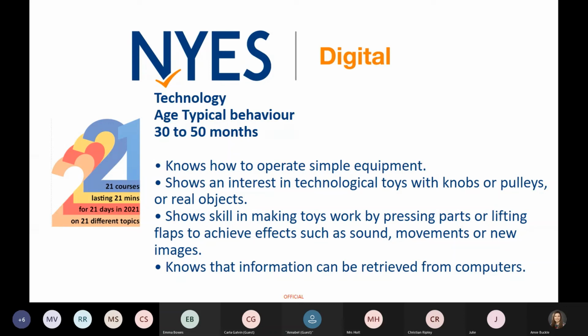The skill of making toys work by pressing parts or lifting flaps. This is where you're starting to get into your more traditional toys. There's millions out on the market. I'm not even going to go there, but looking at the sounds and movements and new images, but then asking the children, if we could build something else in this toy, or if we could put a new flap or a new button or a new action on this toy, what would you do and what would it do? So what's the input and what's the outcome? And you can get the children to start to think about and develop their own toy making workshop.